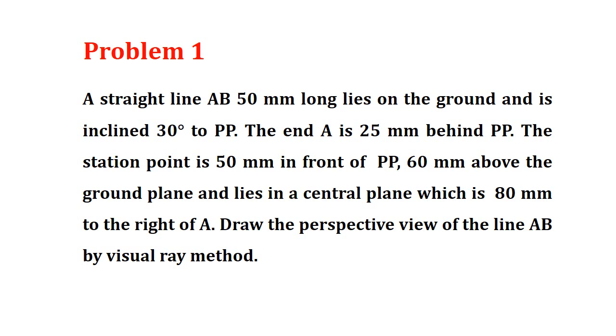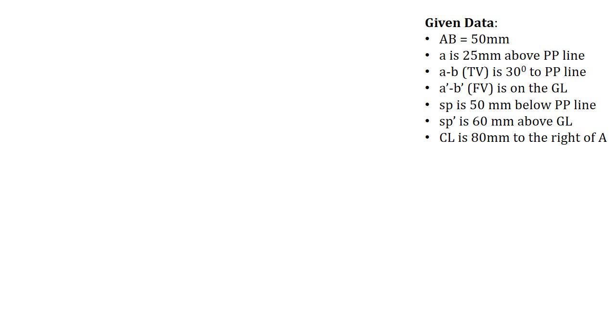These are the given data. To solve this problem, first draw the front view and top view of the entire system using the method of orthographic projection. The first thing you can draw is the ground line, because in the front view this ground plane appears as a line. So you can draw this ground line at the bottom portion of your paper.